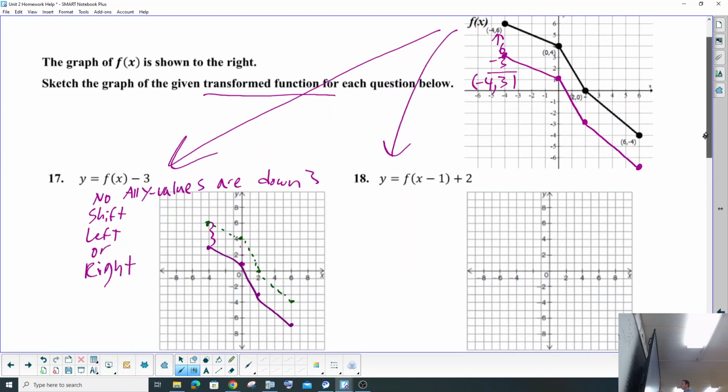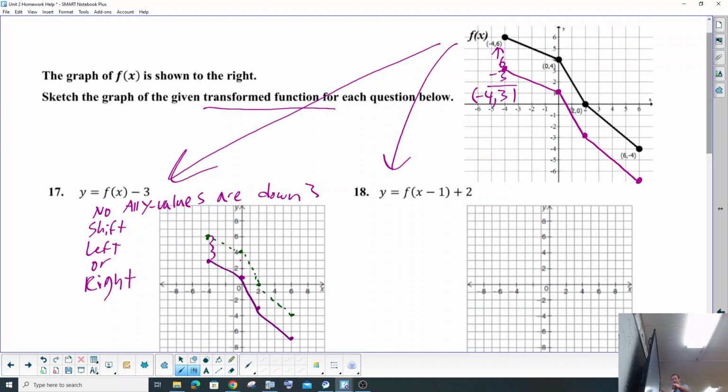Okay? So number 18, you're going to take each one, remember opposite inside the parentheses. So you're going to take each coordinate, and you're going to go right 1 and up 2. Do you think you could do that? So you want to go ahead and take negative 4, positive 6, right? 0, 4, 2, 0, and over 6, down 4. And you're going to go ahead and shift the whole thing now, right 1 and up 2.